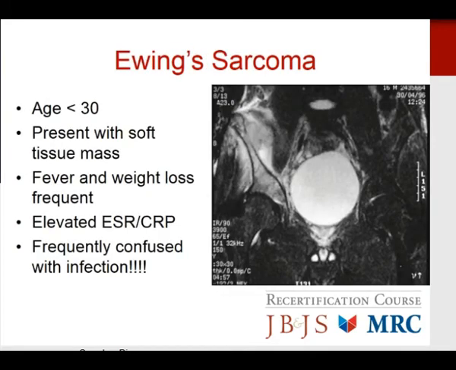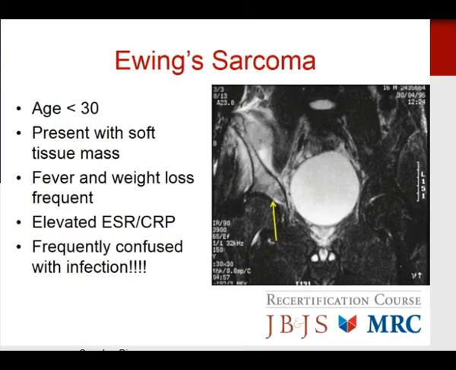Ewing sarcoma is another young person sarcoma. Usually patients are less than 30. The important finding that differentiates a Ewing sarcoma is that the patients present with a very large soft tissue mass. The soft tissue mass can create a scenario that looks very similar to infection, and these can often be confused, so you need to be very careful when a patient comes in with fever and elevated sed rate and C-reactive protein, to take a really close look at the imaging to ensure you're not dealing with a Ewing sarcoma.